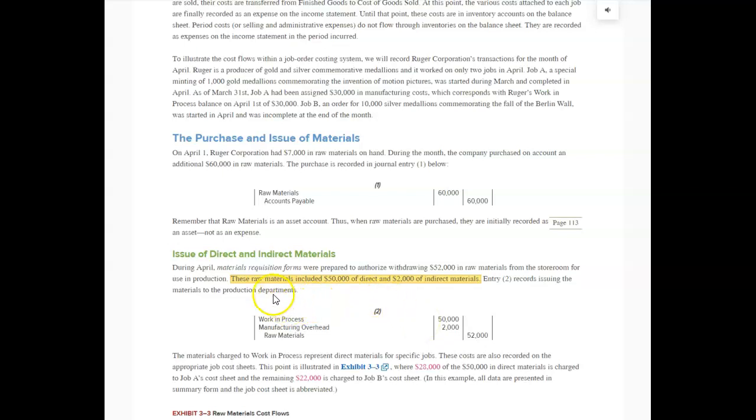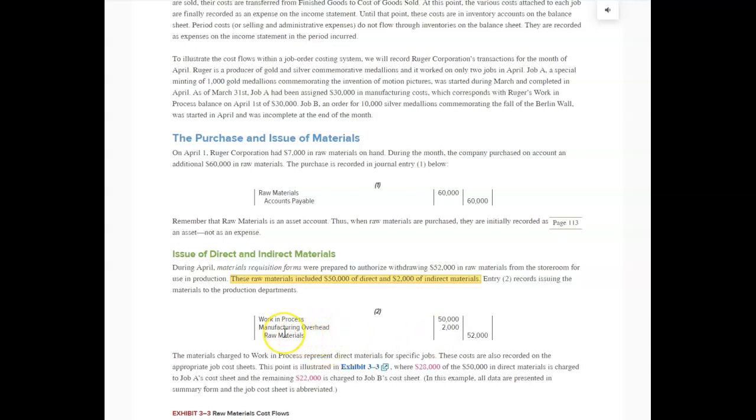So coming out of the raw materials inventory account, we're going to have $50,000 of direct materials and $2,000 of indirect materials. So we debit work in process inventory for the $50,000 of direct materials. Then we're going to debit manufacturing overhead for the indirect materials. These are the lower cost items, like the nails, maybe some bolts, maybe some glue. If it's indirect material, and you'll be told one way or the other when you work your problems, it goes straight to manufacturing overhead.